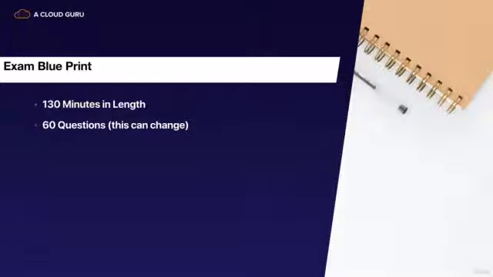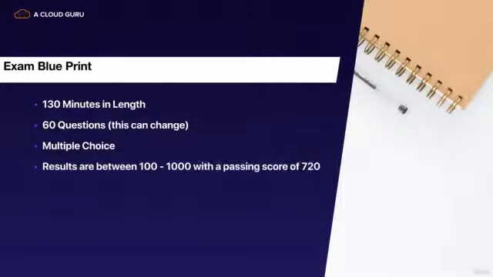You're going to have about 60 questions. Sometimes this can change, but hopefully it will never be more than 60. And they're all going to be multiple choice. Sometimes you have to choose one answer, sometimes you have to choose two. It'll tell you in the question how many you have to choose. And your results are always going to be between 100 to 1000, and your pass mark is 720. So you need to get roughly about 70% in order to pass the exam. So always aim for 70%.